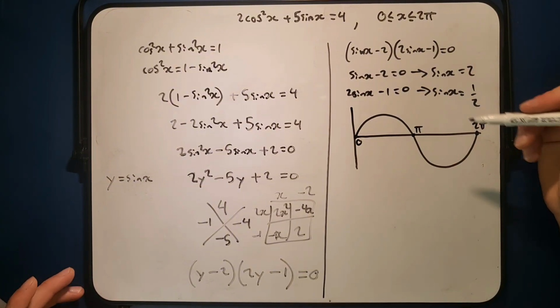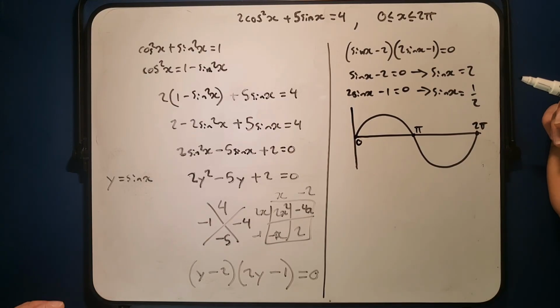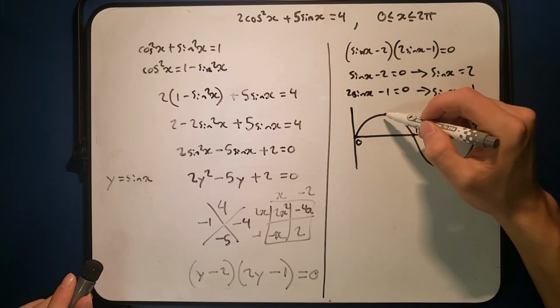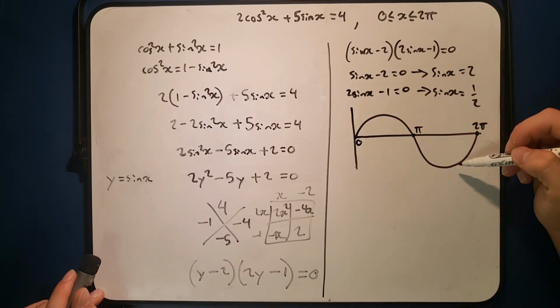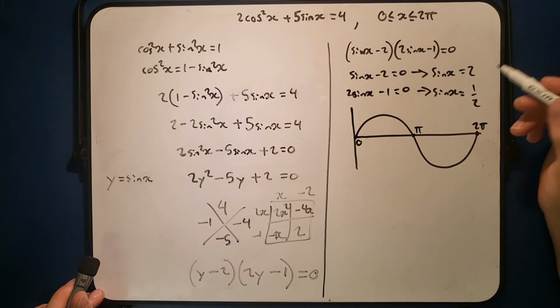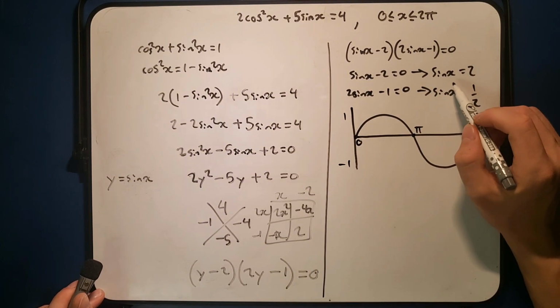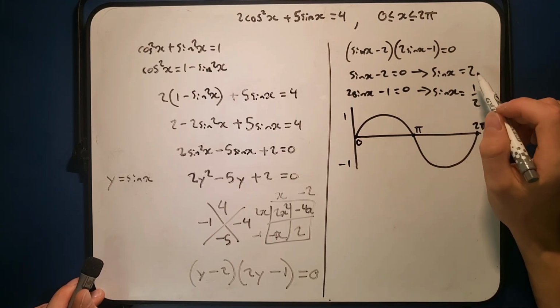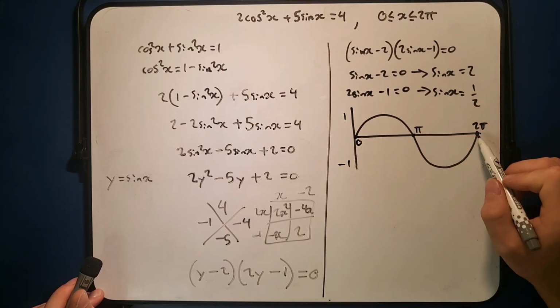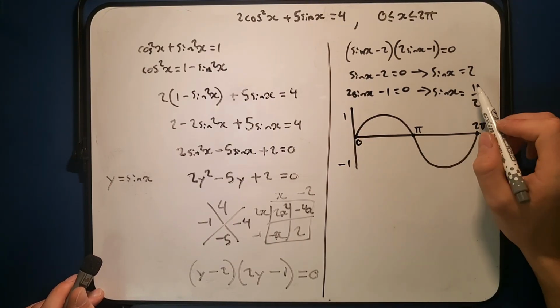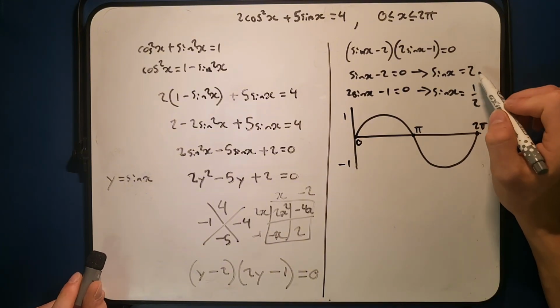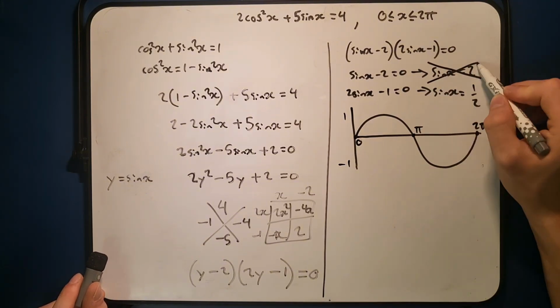Now, if you're familiar with the sine or cosine function, you know that the peak and the trough of the function only reach 1 and -1. So we know that sine x cannot be equal to 2. No matter what value for x we plug in here, it cannot equal 2. So we know that sine x equal to 2 is not a solution.